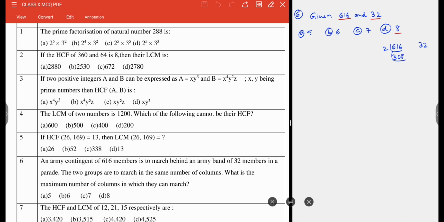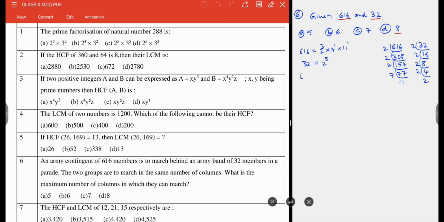616 divided by 2 is 308, again 2 gives 154, then two sevens are 14, again two sevens, and now 7 elevens are 77. So 616 is equal to 2 power 3 into 7 power 1 into 11 power 1, and 32 is equal to 2 power 5.